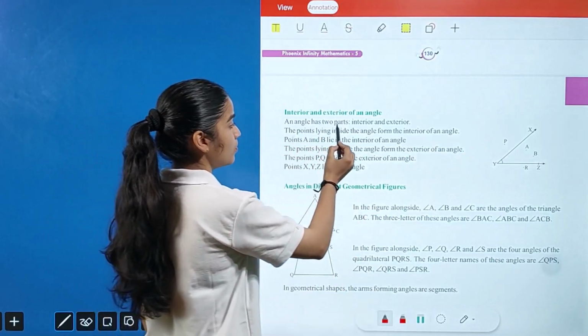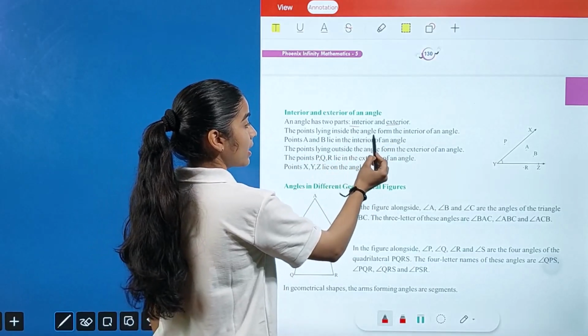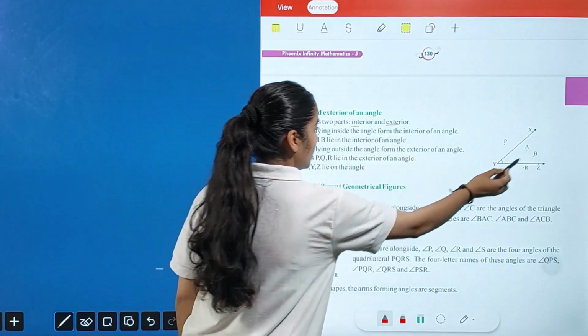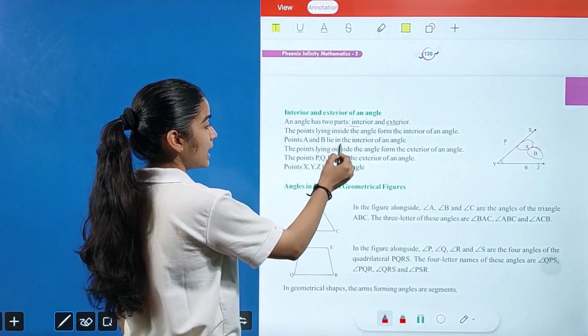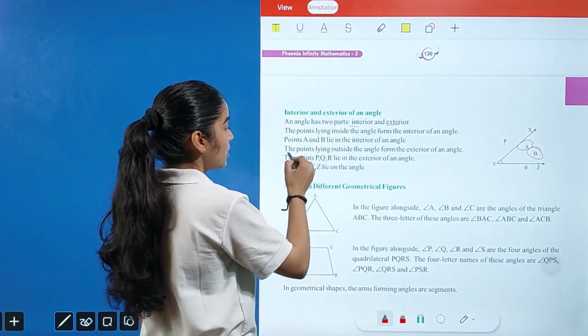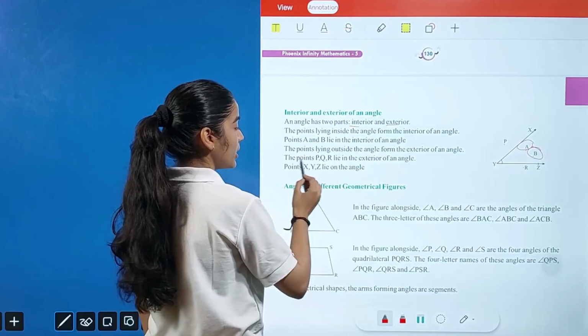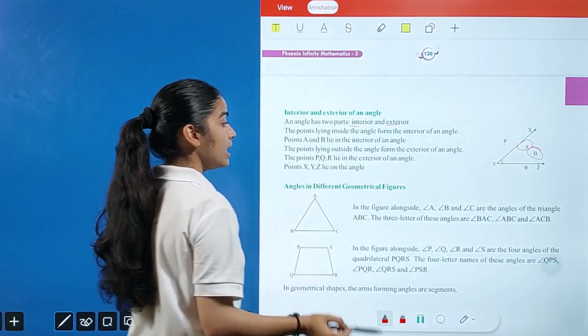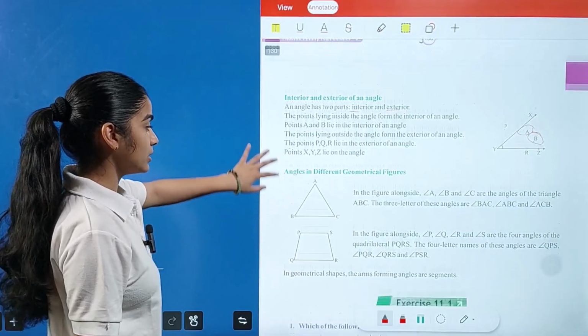An angle has two parts, interior and exterior. The points lying inside the angle form the interior of an angle. These are your interior points. Points A and B lie in the interior of an angle. The points lying outside the angle form the exterior of an angle. The points P, Q, R lie in the exterior of an angle. So points X, Y, Z lie on the angle.